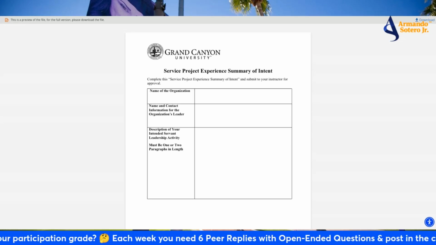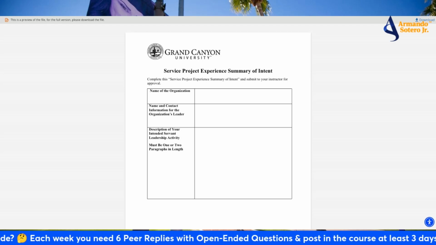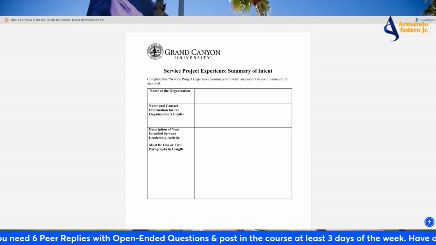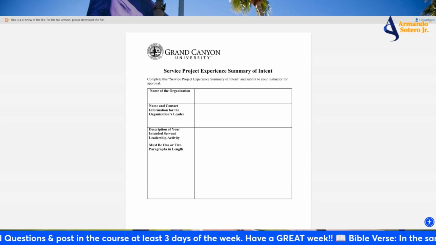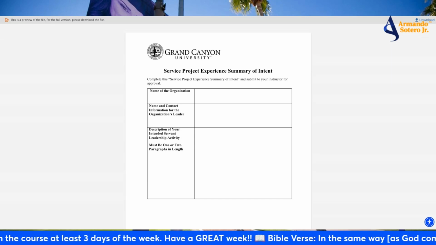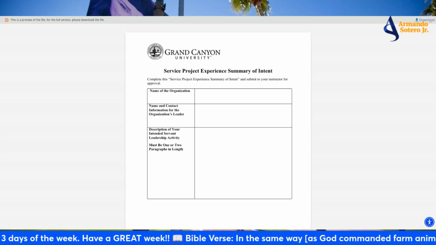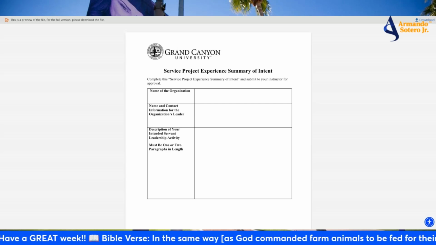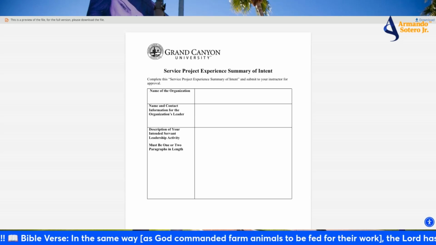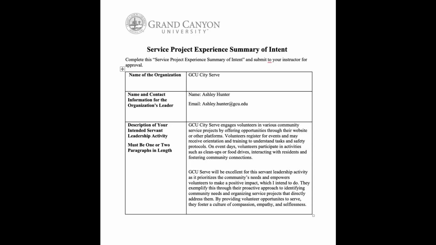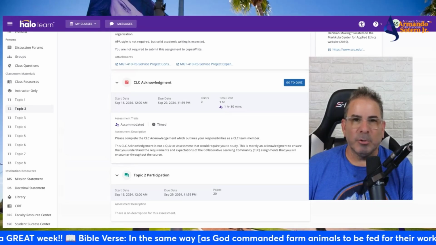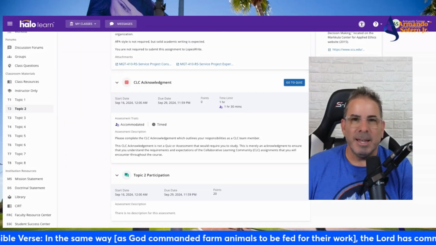So what you're going to do here is include the name of the organization. You're going to include the name and contact information of the organization's leader, or maybe even the individual who approved for you to volunteer, and then a very short description of what you intend to do. Again, 1 or 2 paragraphs explaining what you plan to do for this service project. Again, this is a completed service project summary of intent from a previous student, and it should look something like this.